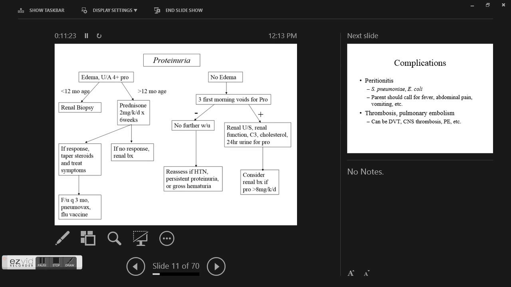If they completely remit, great. Your presumptive diagnosis is minimal change disease. If they don't remit, go to a renal biopsy.